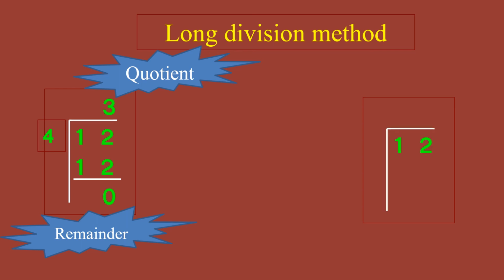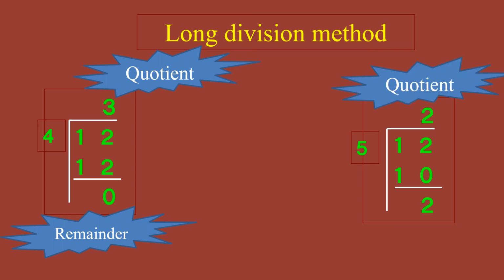My next example, 12 divided by 5. So once again, we'll get the first digit, that is 1. How many 5s are there in 1? You don't have any 5s there in 1, isn't that so? Then we'll get the first 2 digits together. For 12, how many 5s are there? There are only 2 5s. So 2 multiplied by 5 is 10. The difference is 2. Therefore, I can say the quotient is 2 and the remainder is 2.